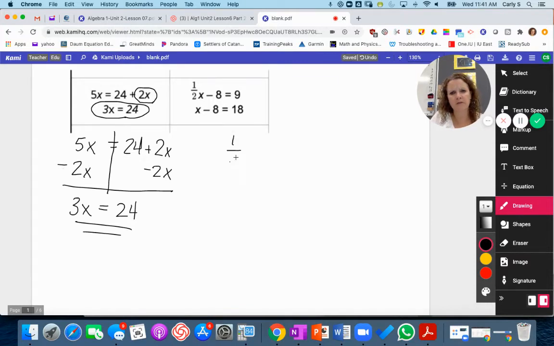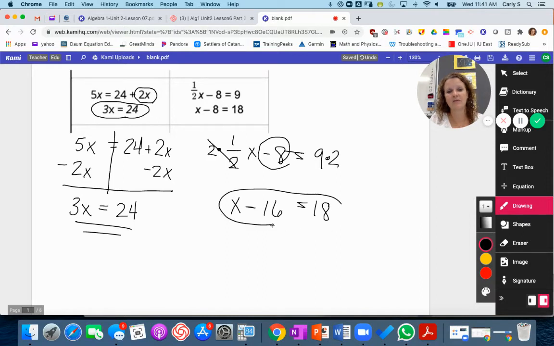This other one, my first equation is 1/2 x minus 8 equals 9. Now, if I multiply by 2 here, it cancels the 1/2 out, so I'm left with x. I also multiplied by 2 here, and that gives me 18. What is wrong is I did not multiply the middle by 2. These would be equivalent, but the fact that I multiplied the ends by 2 but not the middle makes it wrong.